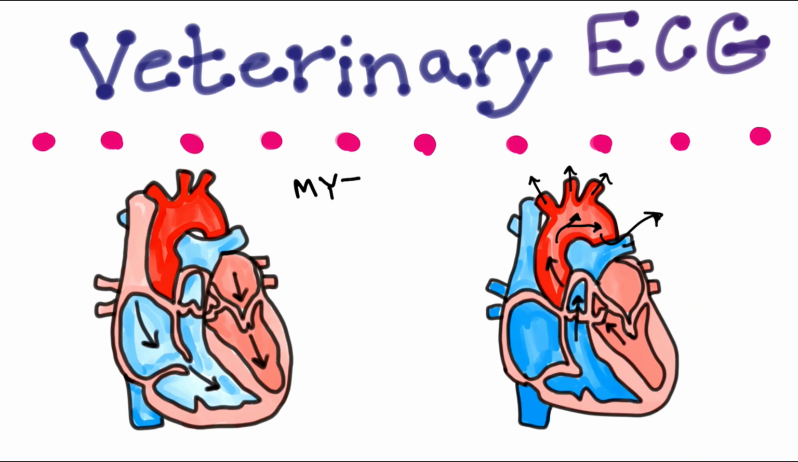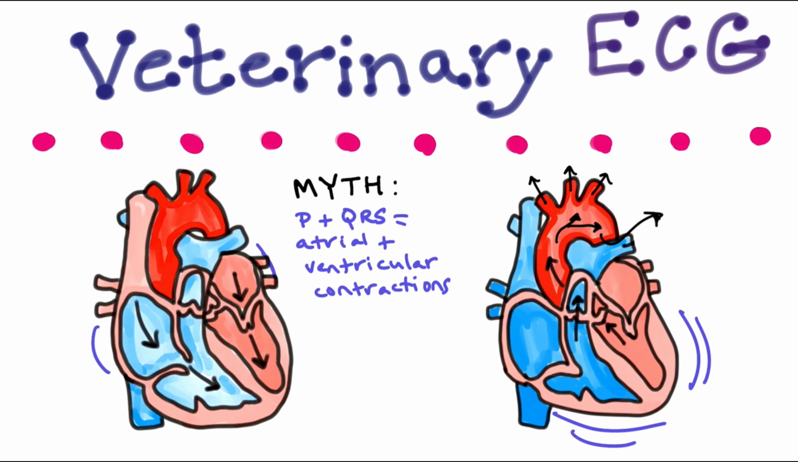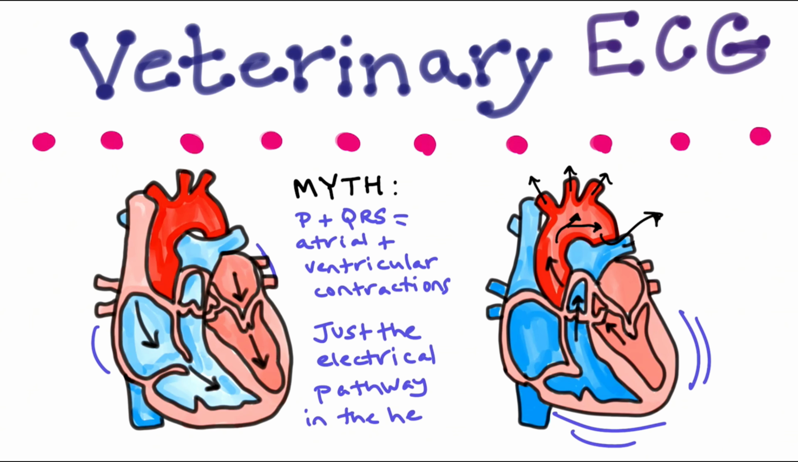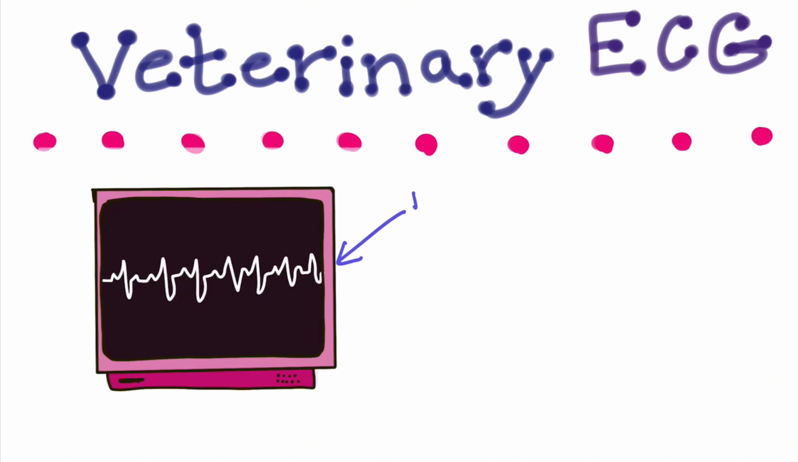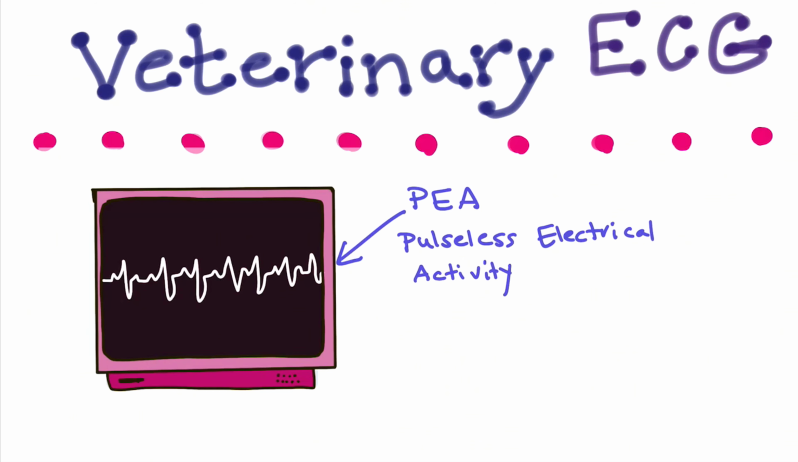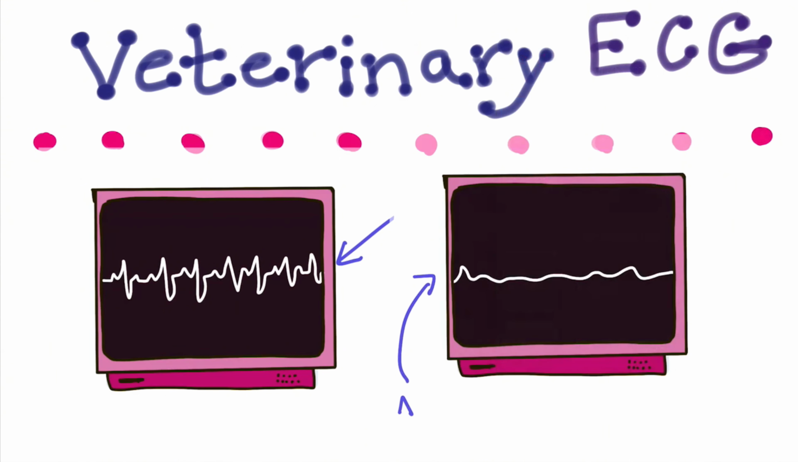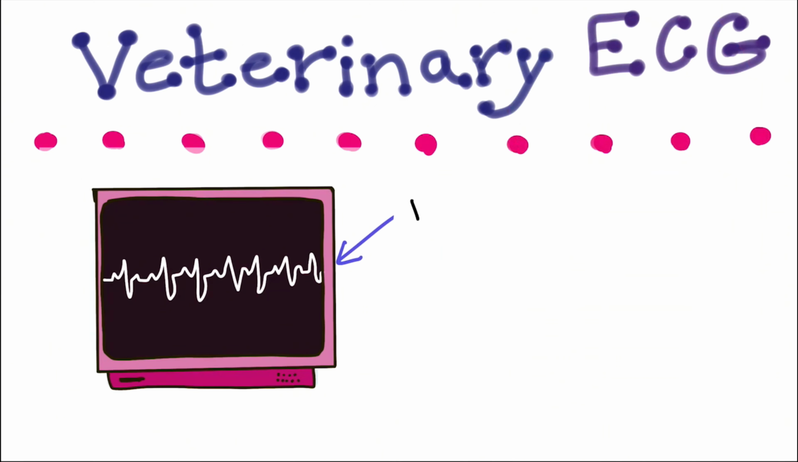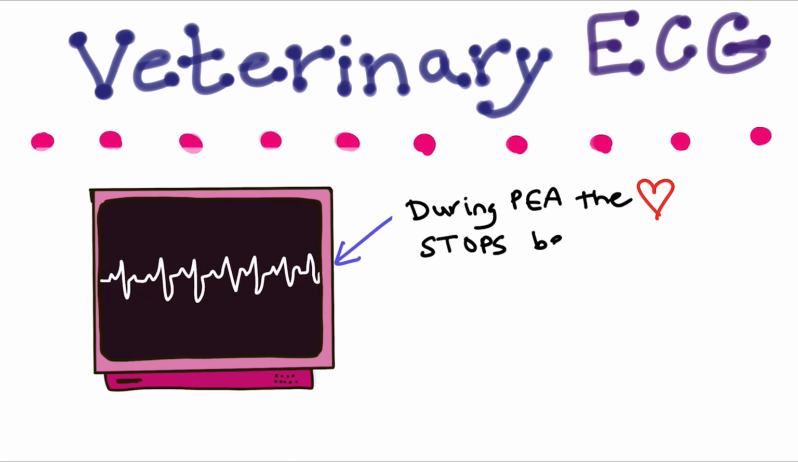A common misconception is that the P and QRS waves represent atrial and ventricular contractions. They don't. They just indicate the pathway of electrical activity inside the heart. The reason this is important is because of a phenomenon called PEA. PEA is pulseless electrical activity, and it's one of the most common arrest rhythms in dogs and cats besides asystole. During PEA, the patient's heart stops beating, but the ECG tracing can show a normal waveform on the monitor.